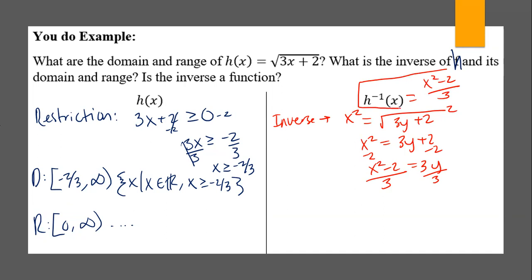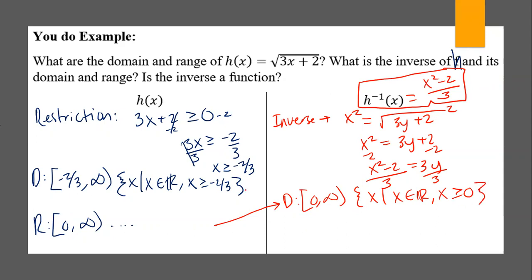In math, our goal is to use the minimum amount of characters. So if I can combine the denominators, I'm going to combine the denominator. All right, so my range is now my domain, 0 to infinity, x such that x is all real numbers, but x is greater than or equal to 0. And my domain now is my range. And my range is from -2/3 to infinity.